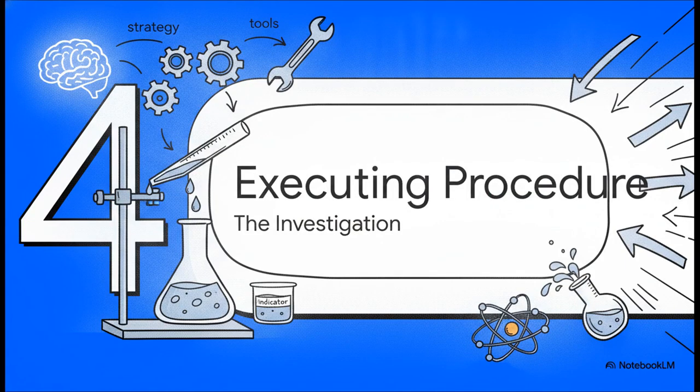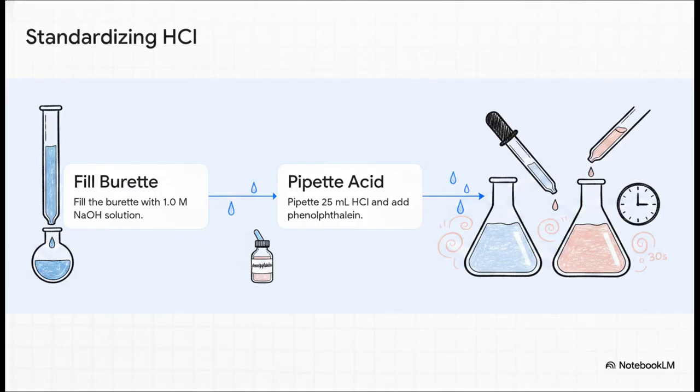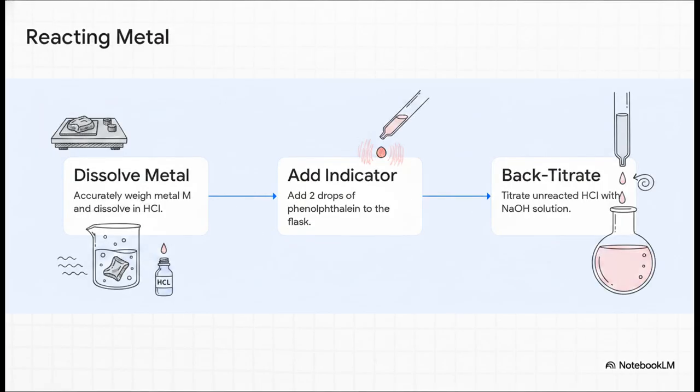Section 4. Executing the procedure. The investigation. Okay, stage 1. We got to make sure our $20 bill is actually worth $20. We fill our burette with the sodium hydroxide base and pipette exactly 25 milliliters of our acid into a flask. Then we carefully drop the base into our acid until that magical pale pink color hits and holds for exactly 30 seconds. That specific color change tells us the exact standardized concentration of our acid toolkit. We're dialed in.